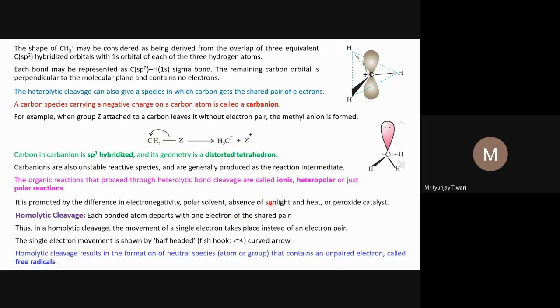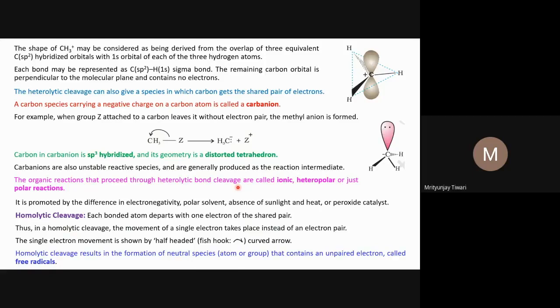And then there is the absence of sunlight. Sunlight usually promotes homolytic cleavage. If sunlight is not there, the chance of heterolytic cleavage is more. And not only sunlight, but also if there is high heat, if you are performing a reaction under heating conditions, with very high heat in a sealed tube, there is a chance that the cleavage will be heterolytic. So the substance will undergo heterolytic cleavage.